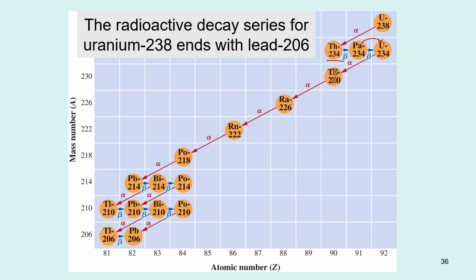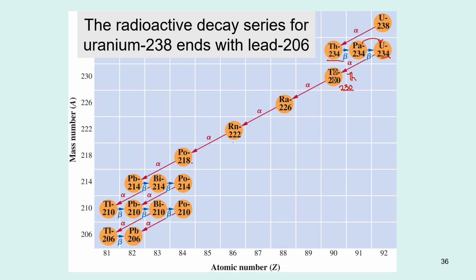Okay, this should be thorium, Th, and this should be 230, because uranium has 92 protons, so it will lose 2 protons to become thorium, and if it's 234, it's going to lose a total of 4 nucleons, so it's going to become 230. So that should be Th-230, and then it loses another alpha particle.